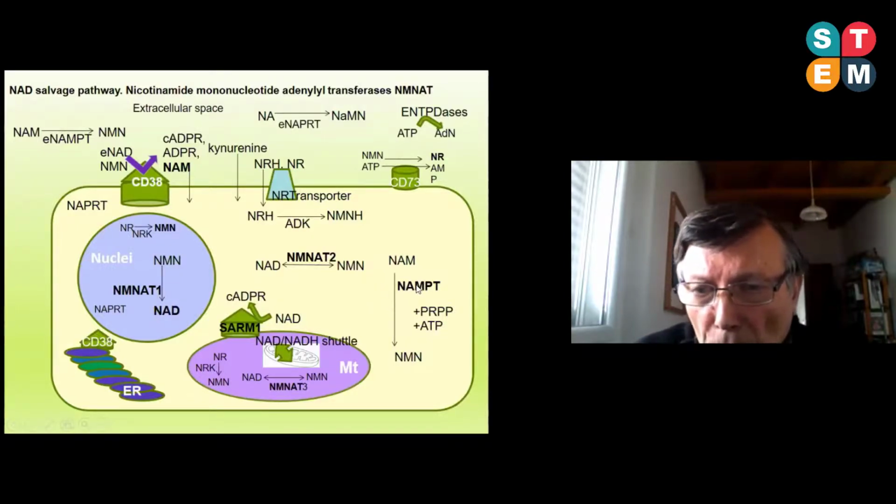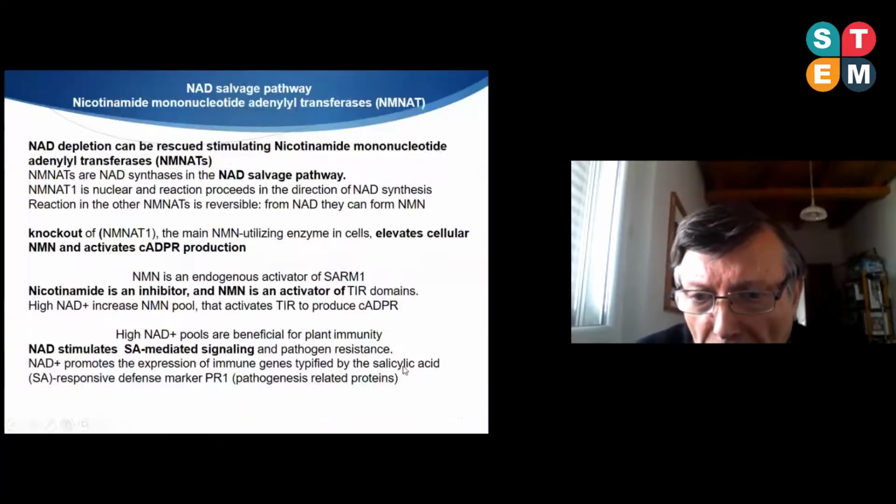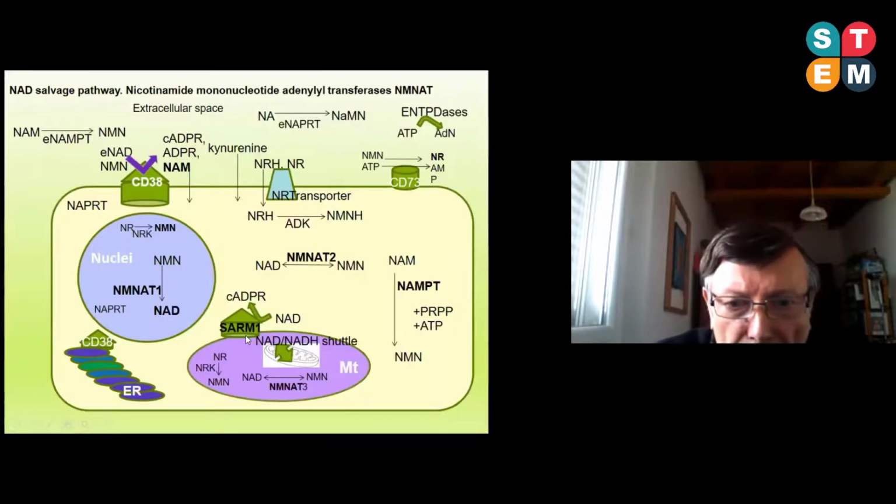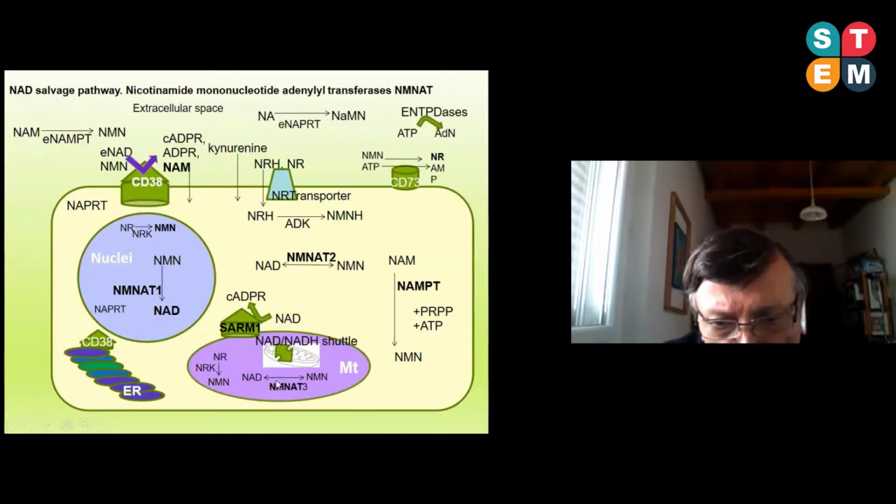The enzymes of the NAD salvage pathway are nicotinamide phosphoribosyltransferase, which produces NMN, and nicotinamide mononucleotide adenylyltransferases. There are three types. One is nuclear and is not a reversible reaction, so we start from NMN and produce NAD. The other two are cytosolic and mitochondrial, and these reactions are reversible.